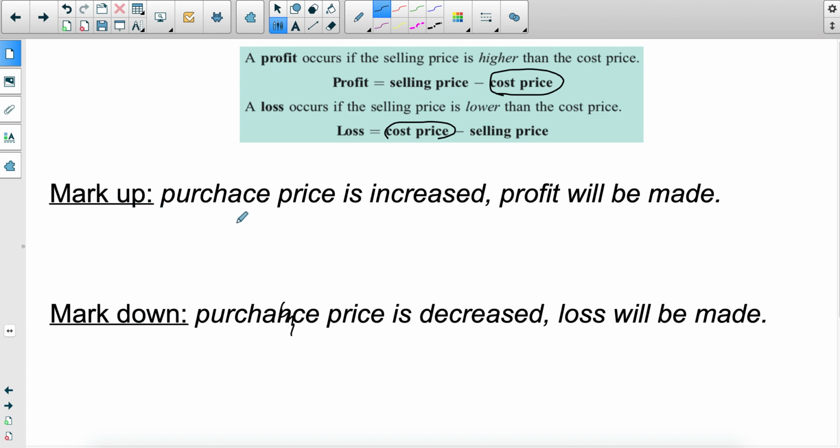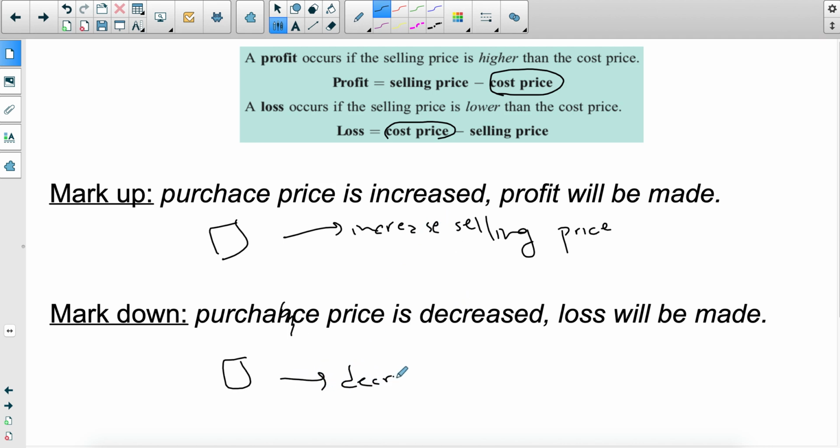So markup, you have your item and you're going to increase the selling price. So obviously, if it costs you less and you're selling it for more, you're going to make a profit. And in here you have an item and you're going to decrease the price and the selling price.